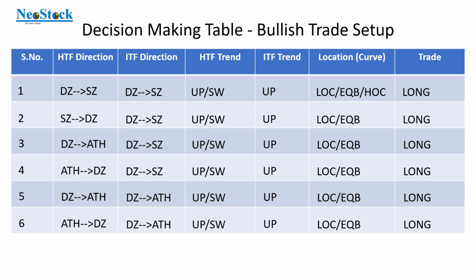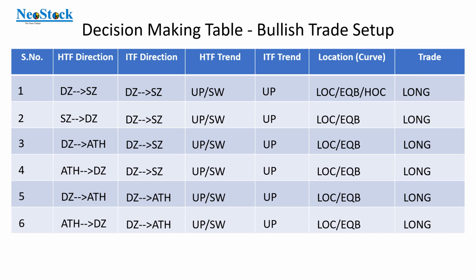I told you, sometimes you may trade against the HTF price direction, but you cannot trade against the ITF price direction. So that's why you see in all the scenarios it is demand zone to supply zone, or the exception is demand zone to all-time high instead of supply zone. See, price direction is always moving from demand zone to either supply zone or all-time high. So these six scenarios describe the bullish trade setup.